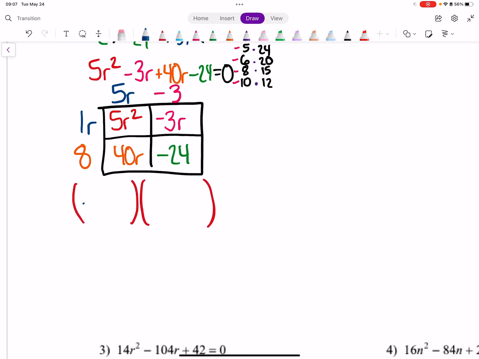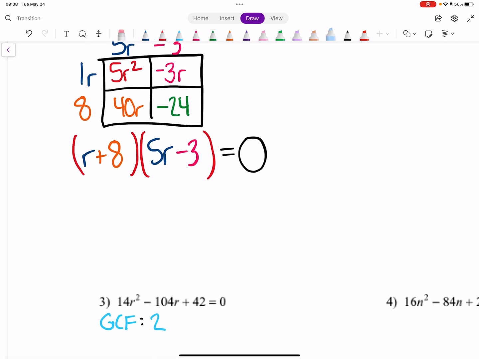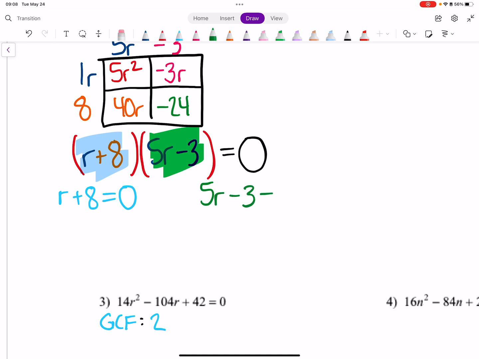Again, it doesn't matter which one comes first, but I'm just going to write r plus 8 in the first set of parentheses, and then the 5r minus 3 in the second set of parentheses. Looking back at my original problem, remember we're trying to solve each equation by solving for the zeros, so I'm going to set those equal to 0. Now, remember using the zero product property, either factor has to equal 0. They don't both have to equal 0 at the same time, so I can write two separate equations, one that says the first thing in parentheses is equal to 0, and one that says the second thing in parentheses is set equal to 0. And now I'm going to solve both equations.